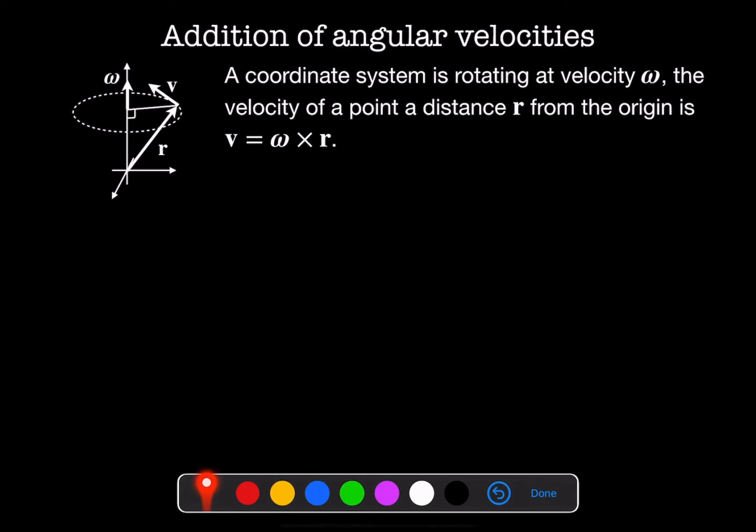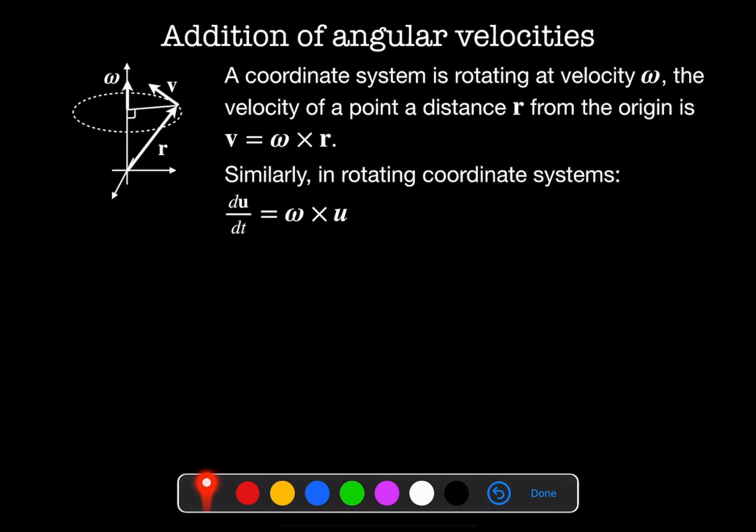If our coordinate system is rotating at angular velocity omega, then a point that is a distance r away from the origin is traveling at velocity v, where v is equal to omega cross r in the lab frame. Similarly, in coordinate systems that rotate at a constant rate, time derivatives behave in the same way. For some value u, the time rate of change of u in this rotating coordinate system is merely omega cross u. We can extend this idea to multiple coordinate systems spinning together.